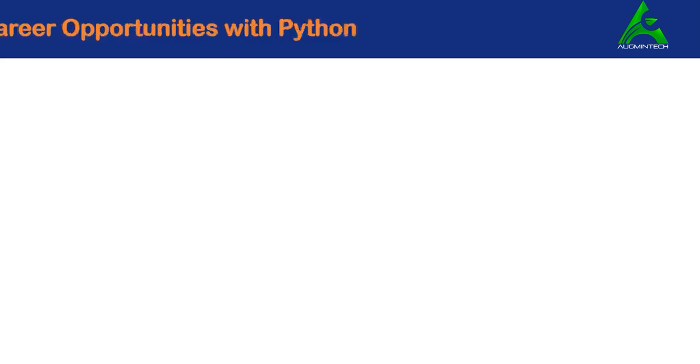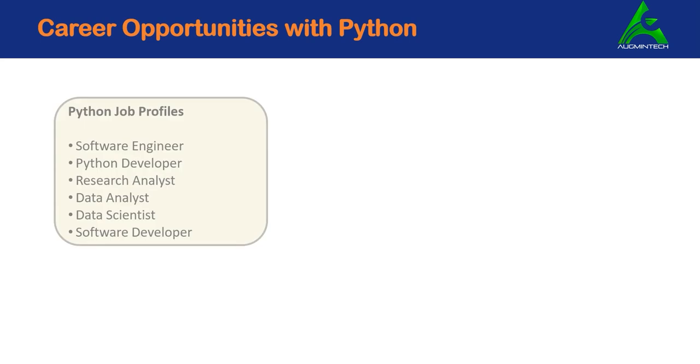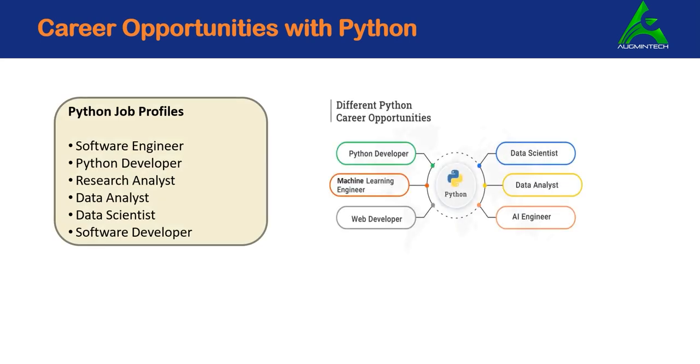Now let's have a look at the career opportunities with Python. Here I've listed some Python job profiles. One who has knowledge of Python can be a software engineer or a Python web developer. To be a Python web developer, he should have knowledge of Python web frameworks like Django or Flask. In addition, he also needs knowledge of front-end technologies like HTML, CSS, JavaScript, Bootstrap, and React.js.